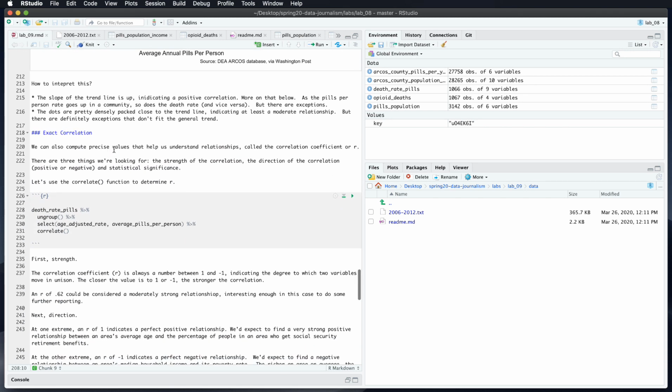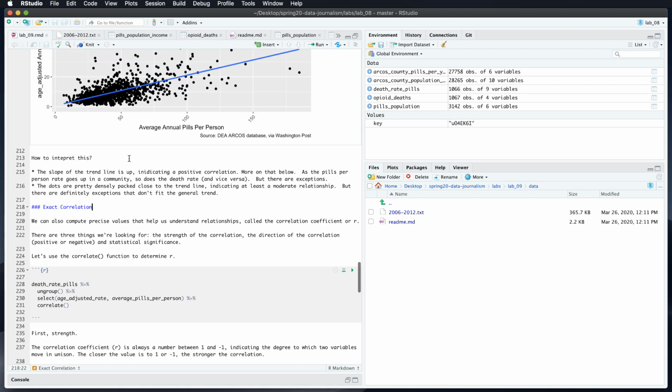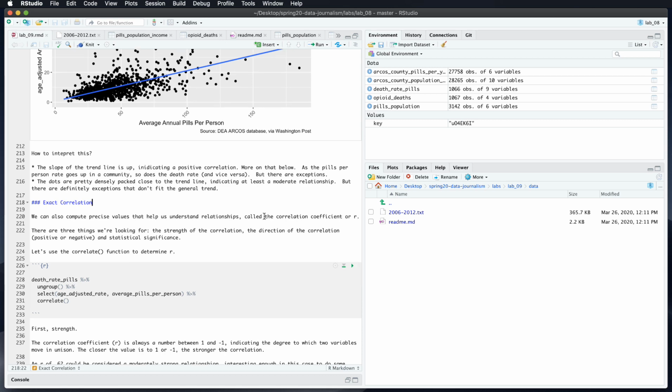Okay. The last thing we can do to really test this relationship is compute more precise values, the kinds of things that are maybe hinted at by the scatter plot. So we're going to compute something called the correlation coefficient, or lowercase r, as it's often called, that really helps us understand whether or not two things move in tandem or move in some unison, indicating some kind of a relationship. Not causal, just a relationship.